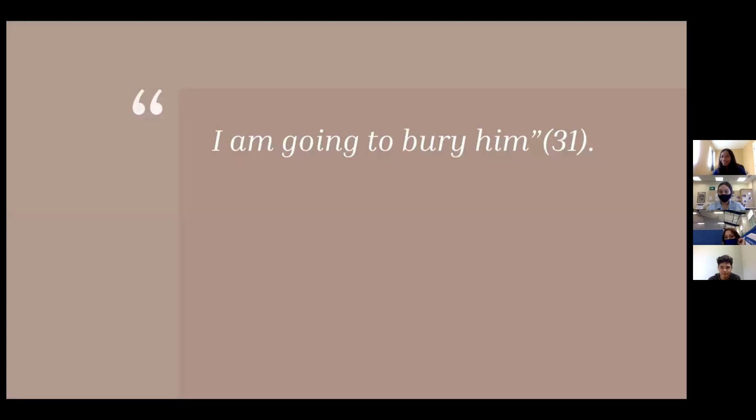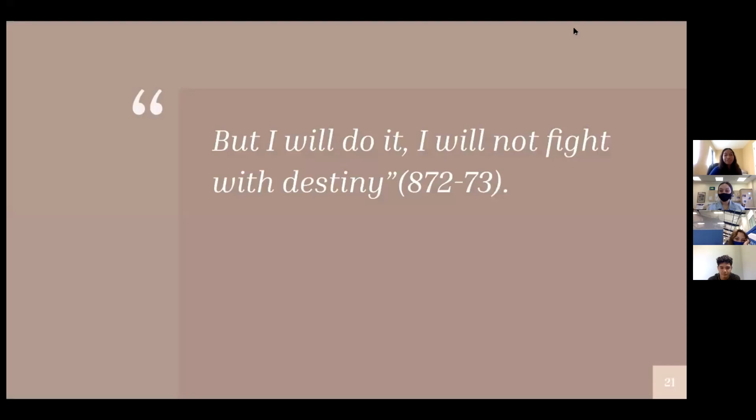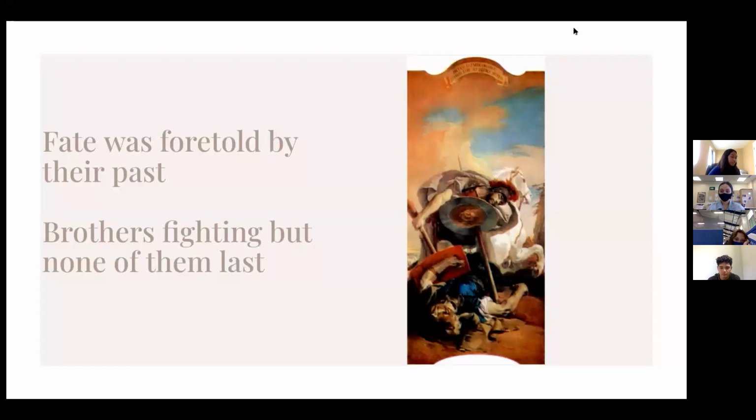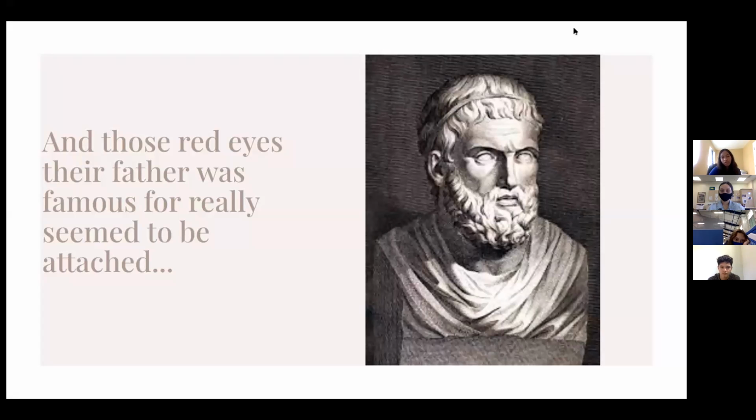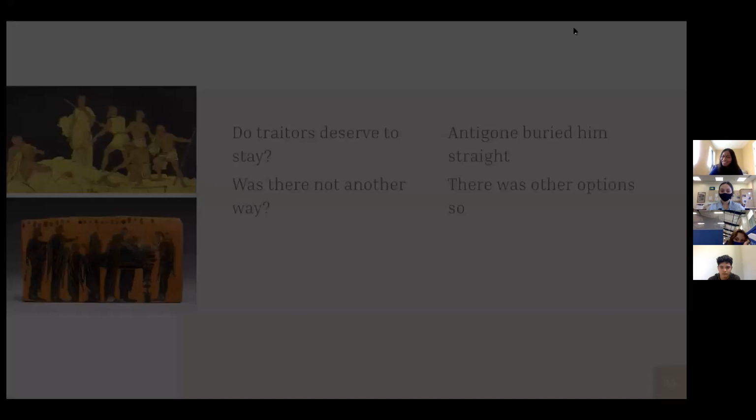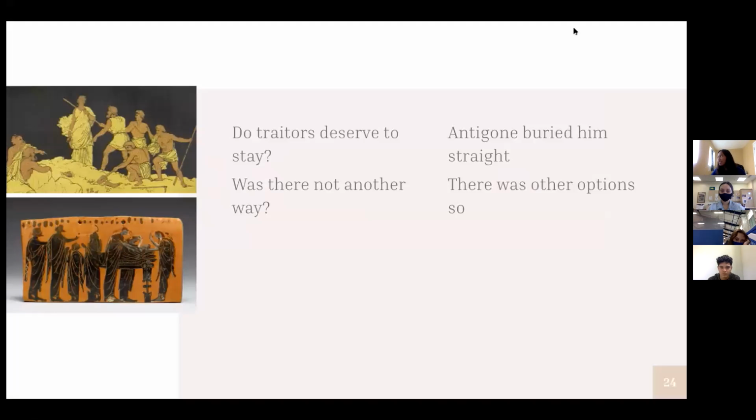I'm going to bury him, line 31. But I will do it. I will not fight with destiny. Lines 872 to 73. Fate was foretold by the past. Brothers fighting, but none of them last. And those red eyes of fatherless families will really seem to be attached. The traitors deserve to stay. Was there not another way?